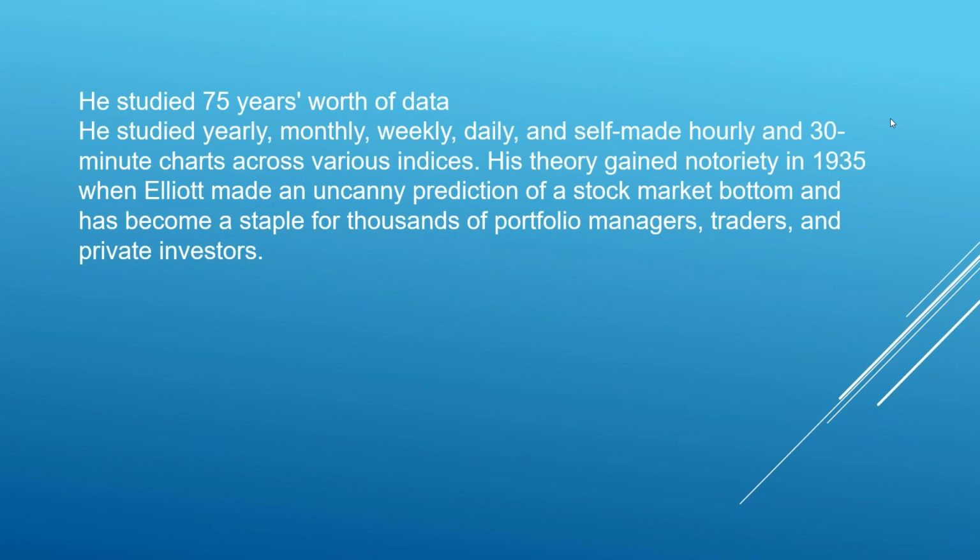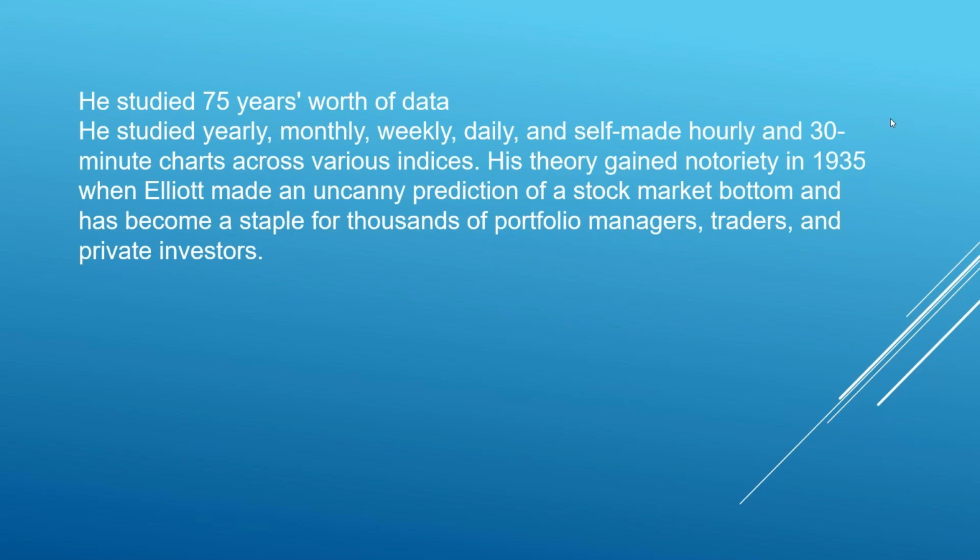His theory gained notoriety in 1935 when Elliott made an uncanny prediction of a stock market bottom and has become a staple for thousands of portfolio managers, traders, and also private investors. So why do we study Elliott Wave until now, why was he so important? Because he was actually able to predict. I want you to take a moment before we go on and think about this. Why do we study everything we study? We are trying to make predictions. So if someone made a principle and with this theory or principle, he was able to predict the market move, we can say that this theory simply works because it works in the actual market. We can predict the market action.